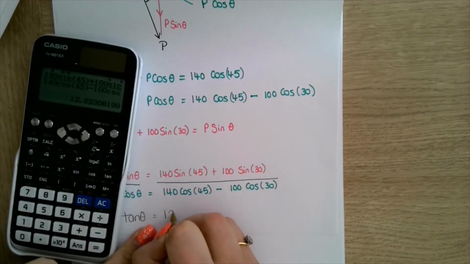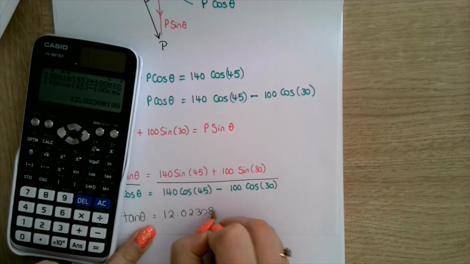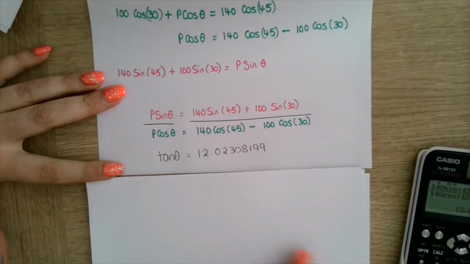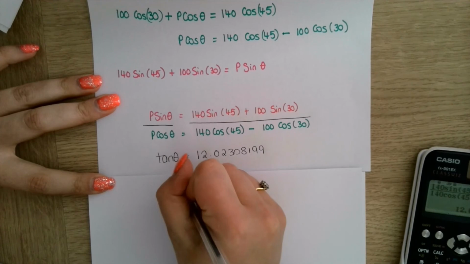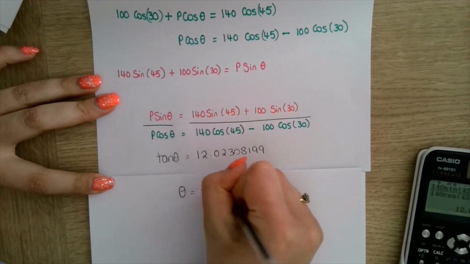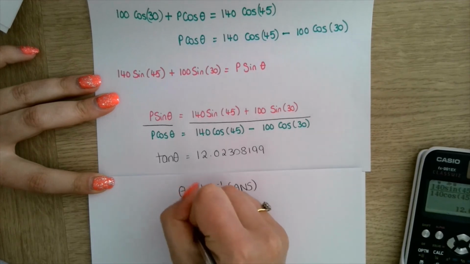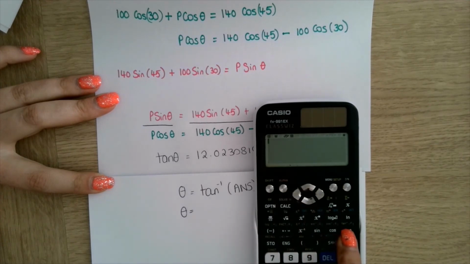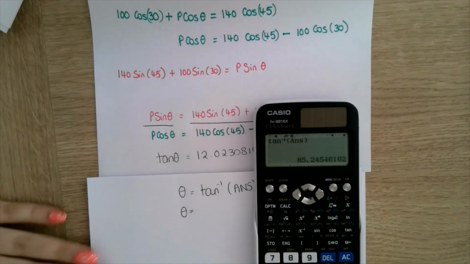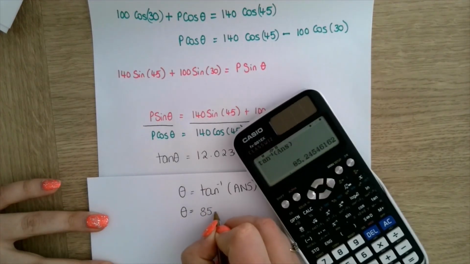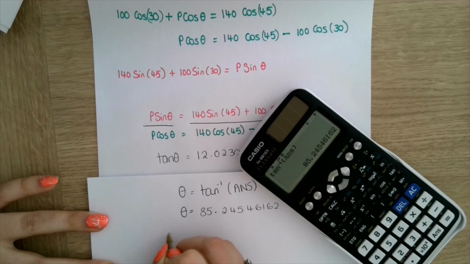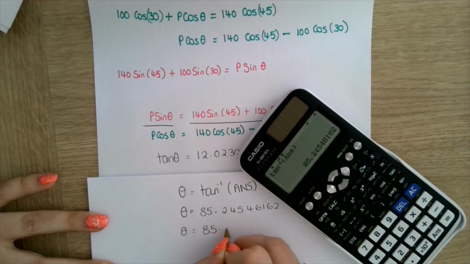Here you get 12.023081999, and then to find theta I'm going to do inverse tan of that answer that's on my calculator. So the answer's still on my calculator, clear it off, shift tan, press the answer, it will do the inverse tan of that answer that was on the calculator, and you get 85.245466162. I'm going to say theta equals 85.2 degrees.